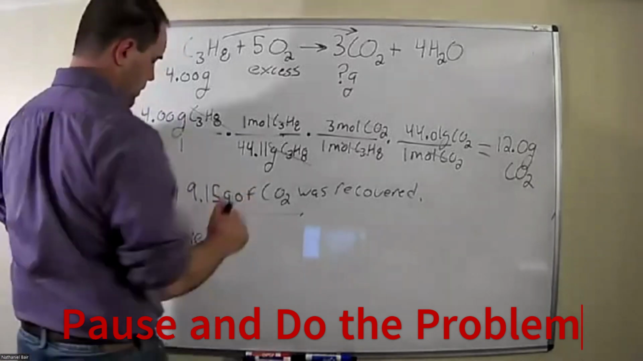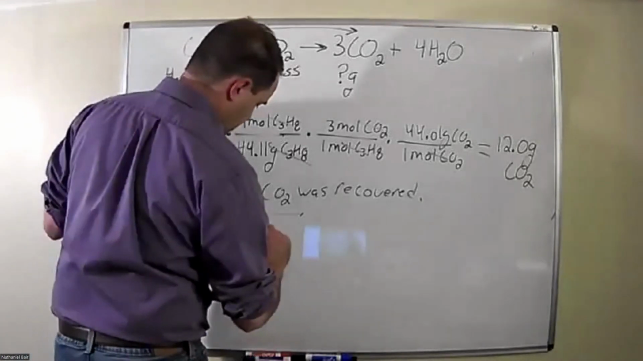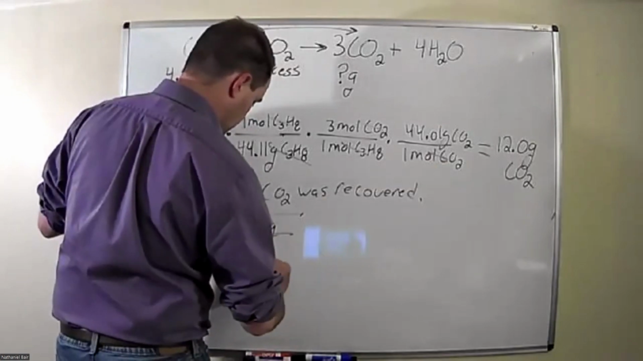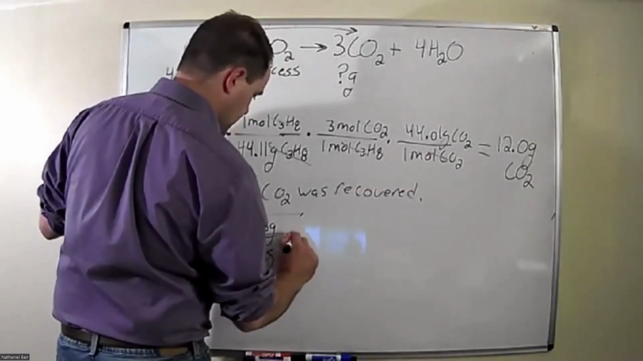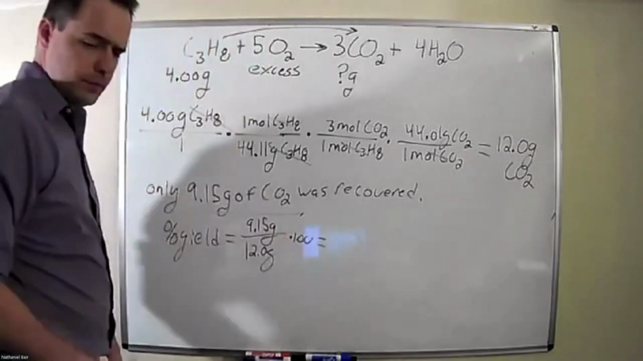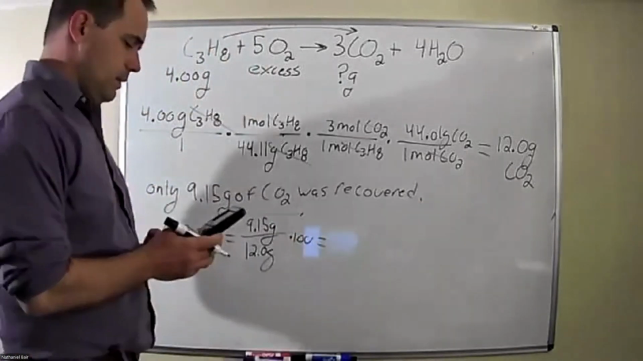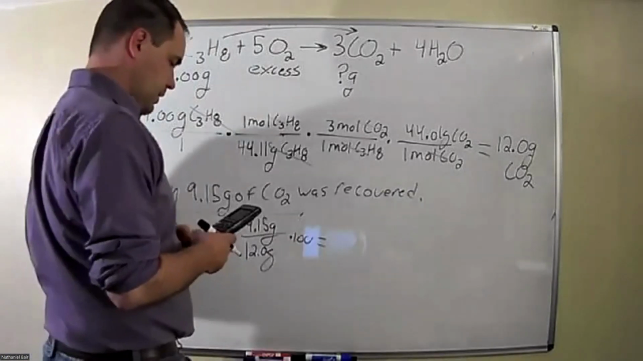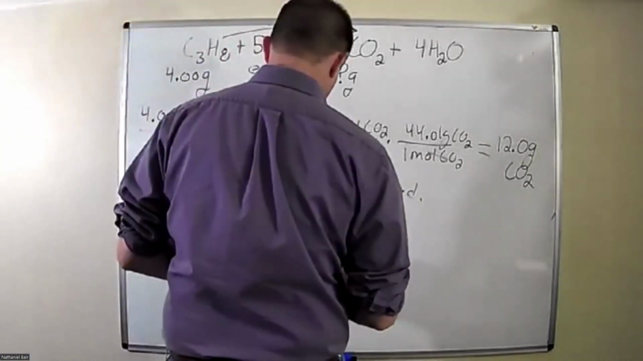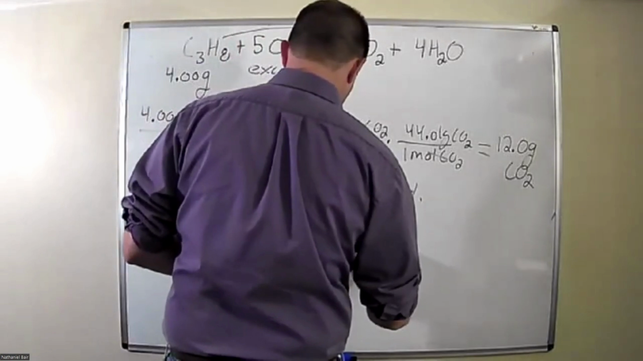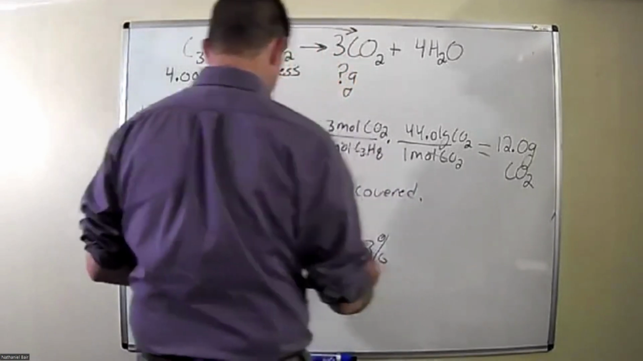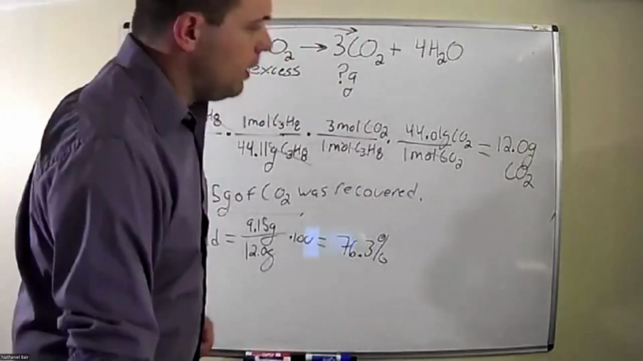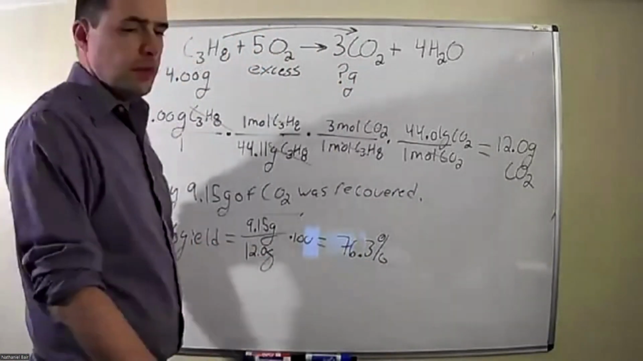Percent yield is actual yield, 9.15 grams, divided by theoretical yield, 12.0 grams, times 100. So 9.15 divided by 12 times 100. That is a 76.3 or 76.25% yield on that. That's pretty terrible for a combustion reaction.